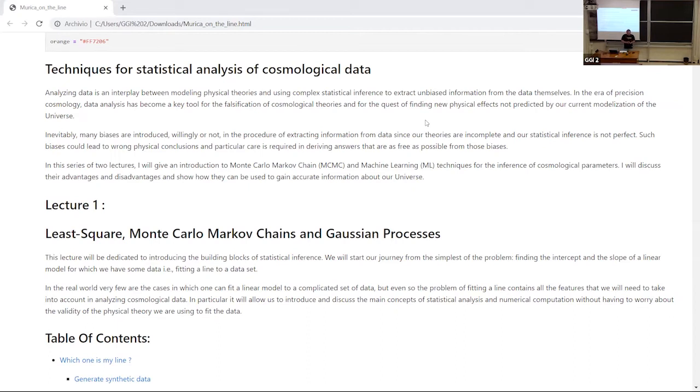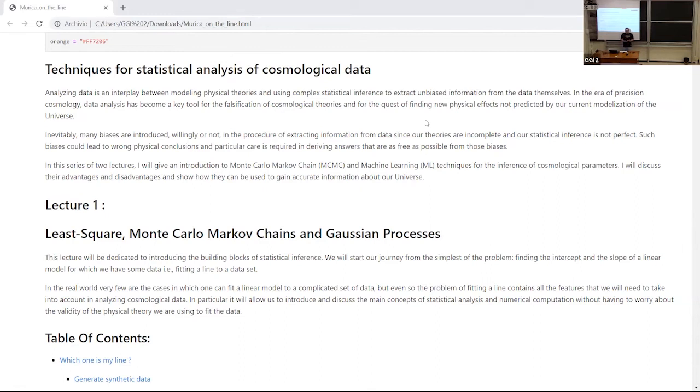So in the era of precision cosmology, data analysis has become a key tool to falsify physical theories, and in the quest for finding new physical effects that are not predicted by our current modelization of the universe. Inevitably, this procedure of analyzing data and modeling the theories introduces biases into the results that we get. So one should be very careful in how we interpret the statistical result that we get in terms of the model that we tailor and the theories that are underlying.